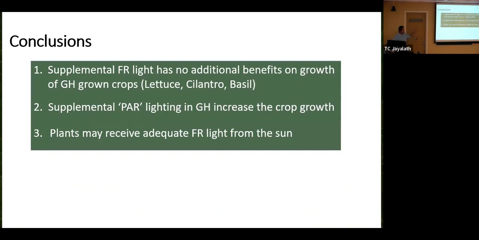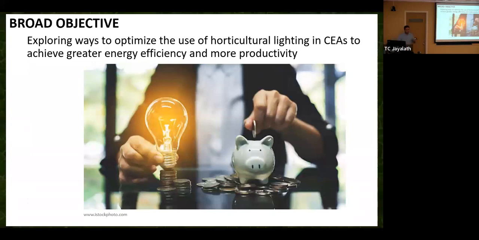So even though these studies had no good results, we think it's better to tell people, don't waste your time trying to find effects of far-red in the greenhouse, just like what I did. So before we go to questions, I want to remind you again of my broad objective: exploring ways to optimize the use of horticultural lighting in CEA, controlled environment agriculture, to achieve greater energy efficiency and more productivity.